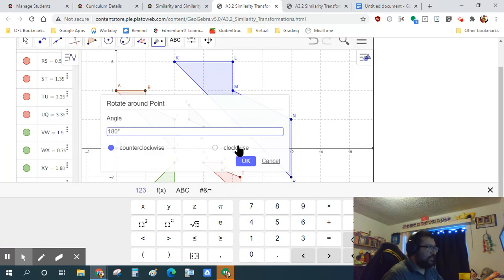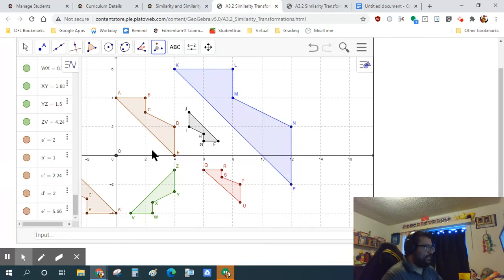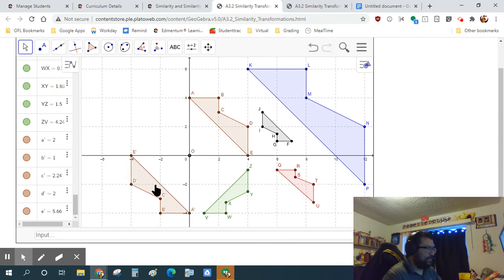Clockwise or counterclockwise doesn't matter for this, because 180 is the same way clockwise or counterclockwise. So if we look here, we see that our shape did in fact flip over in the same direction.